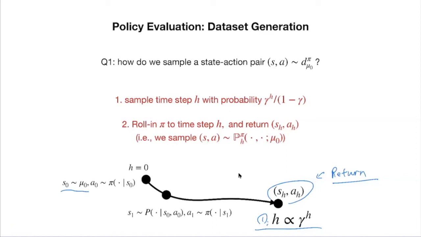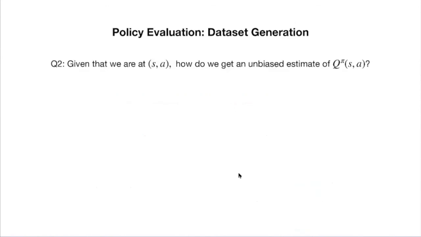All right, so any question for this procedure? Okay, great. So the next question is a little bit more complicated. Let's see if you all will get confused. All right, so the question is very simple. Given that we are at state action pair SA, and a policy pi, how can we actually get an unbiased estimate of this value, Q pi SA?